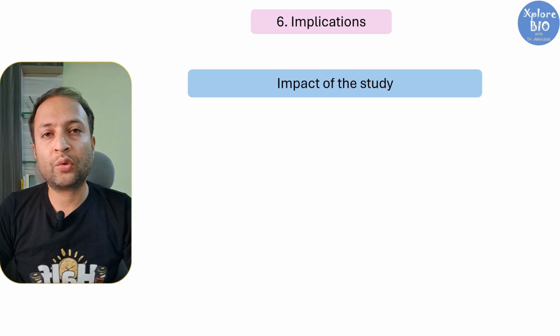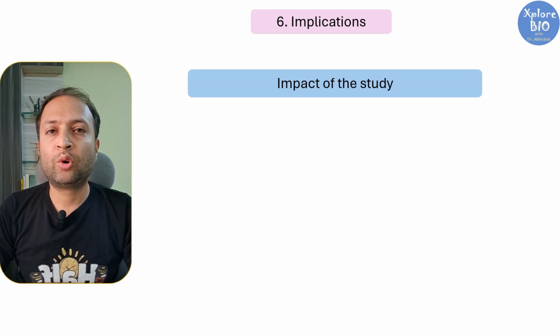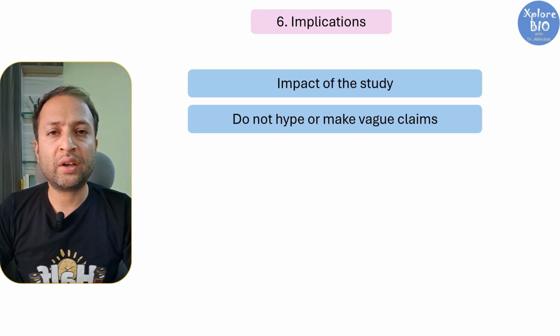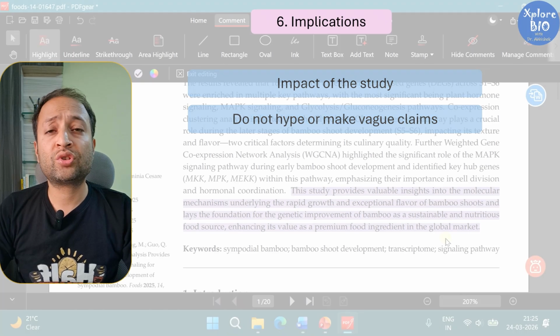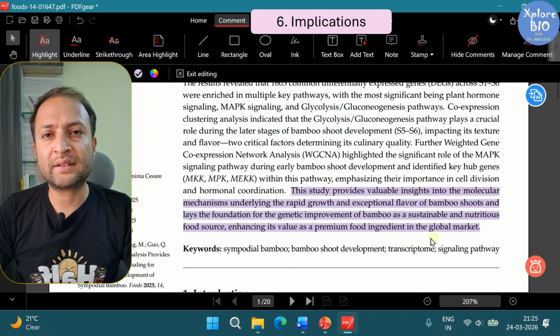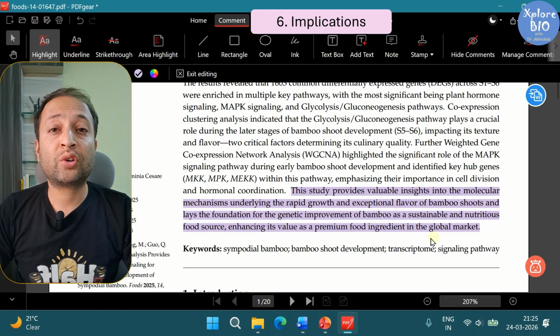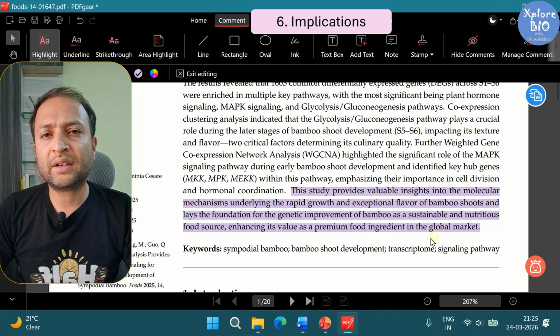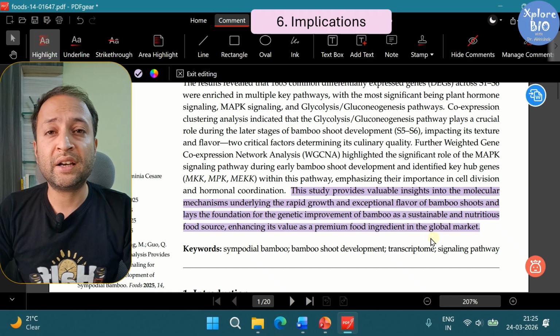What is the impact of your work? You should be honest here. Don't hype it or make the claims too vague. But in this example, based on just the transcriptome and co-expression analysis, such specific claims could not be made. Rather, authors should have mentioned it as a preliminary study that may lead to foundation for a future research, and validation is needed for specific claims to be made. So this portion could have been improved.